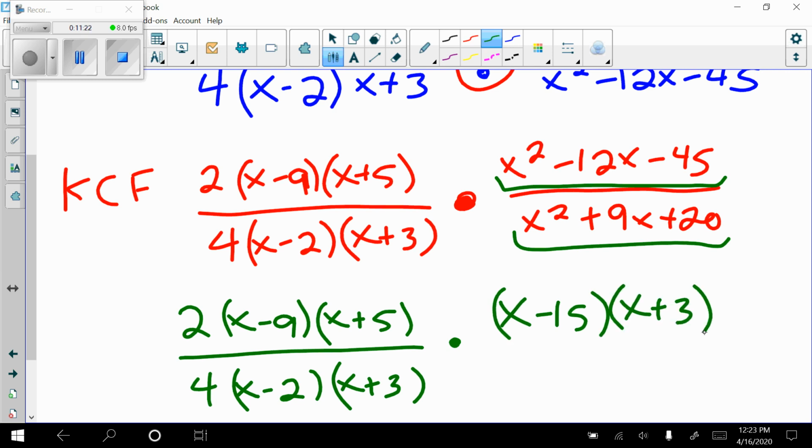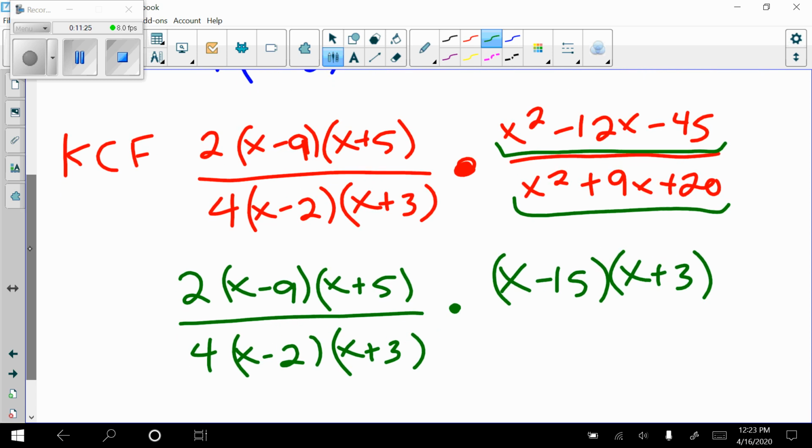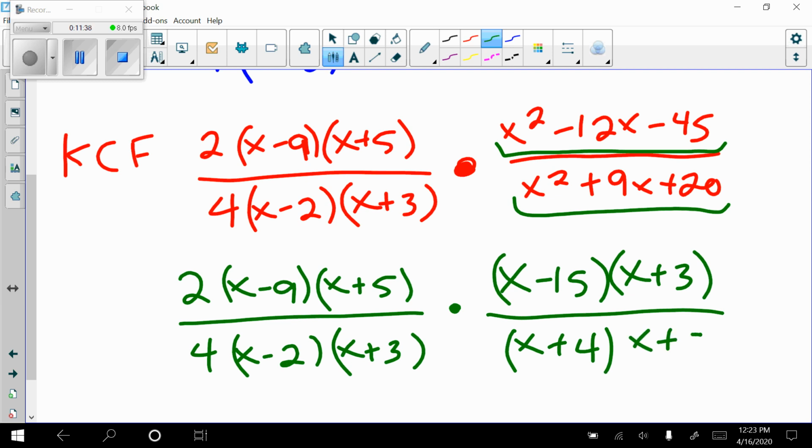So again, if you still need help with factoring, please ask. At the bottom, this is going to be x plus 4 and x plus 5. Then I can look at canceling things out. So the things that I can cancel, there's an x plus 5 on top and bottom. There's an x plus 3. And remember, you're not going to be able to cancel everything. You may not even be able to cancel anything. But there is one more thing we can do for this.